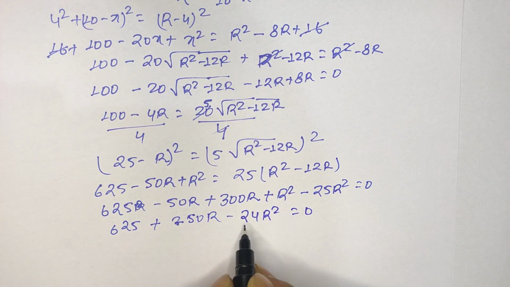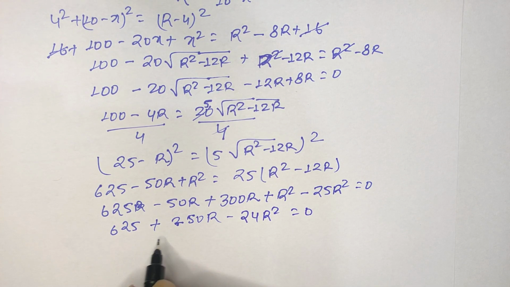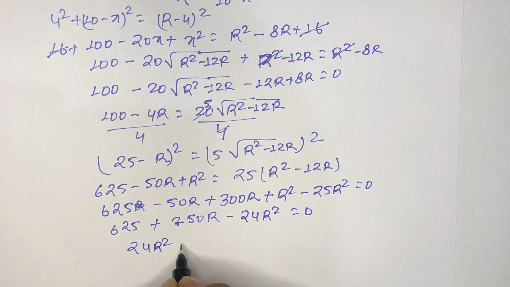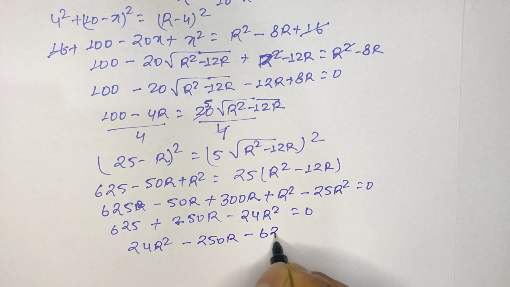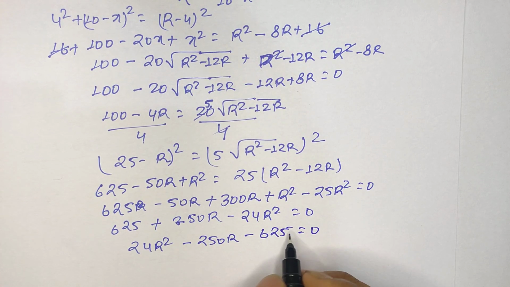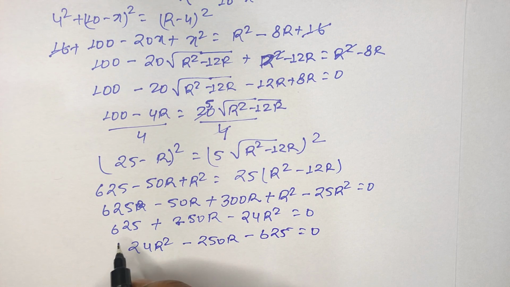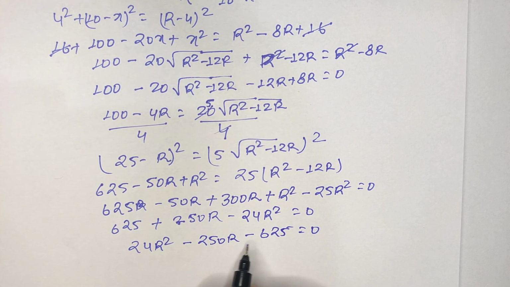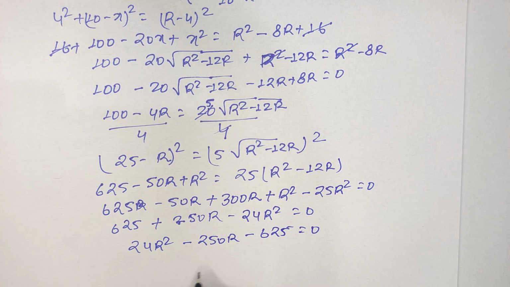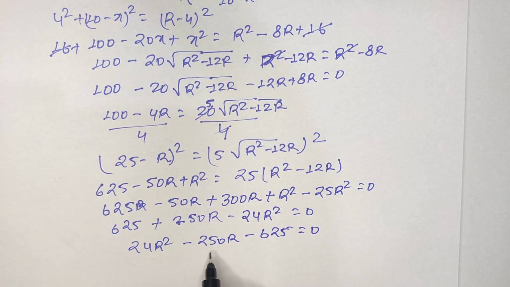So you can move all these terms to the right side, and also we can take minus common. So it will become 24 r power 2 minus 250r minus 625 equals 0. Here we can take minus common, and we can move that minus to the right side. So here you can see that this is our quadratic equation, and if I solve this, then we have to find the value of this.